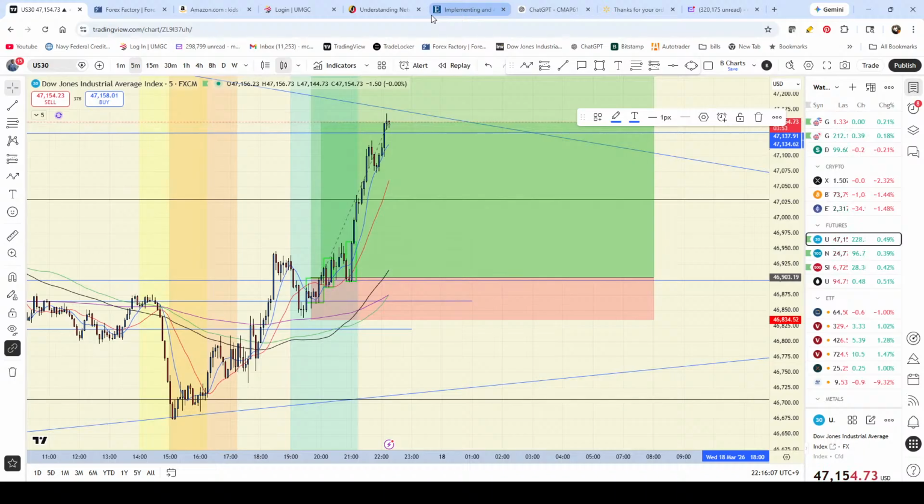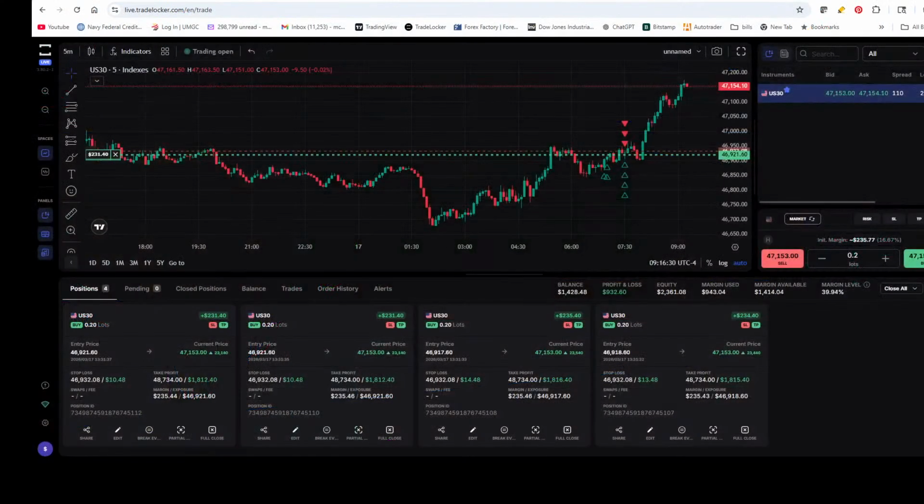And one thing I do want to keep in mind as well is that the market isn't even open yet. This is pre-New York. Right now it is 9:16, so we got 15 more minutes till the market opens. That's going to be really telling as well when the market opens. Let me go back to my chart.